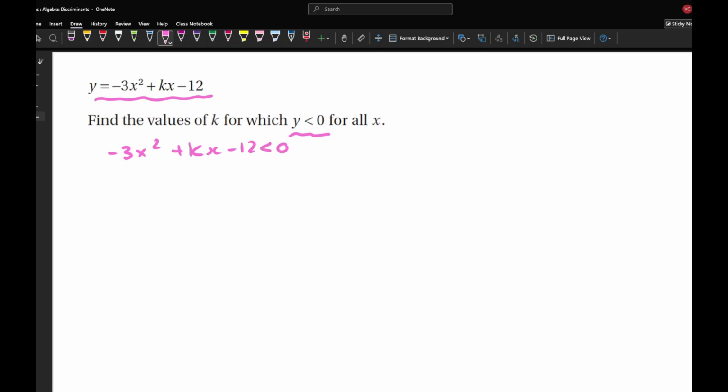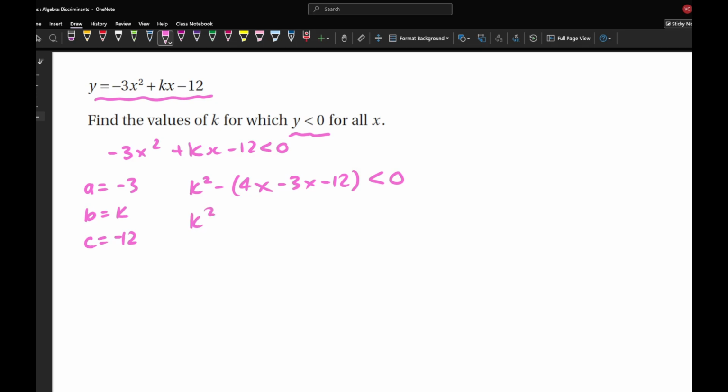And we want that where it's less than 0. So in other words, what we're looking for is where this has got no real roots. So then finding the value of a, which is minus 3, b is positive k, and c is minus 12, what we end up with is k squared minus 4 times minus 3 times minus 12 is less than 0.